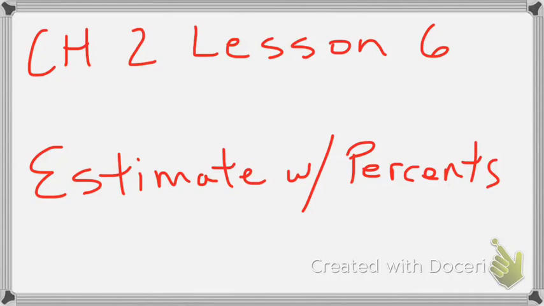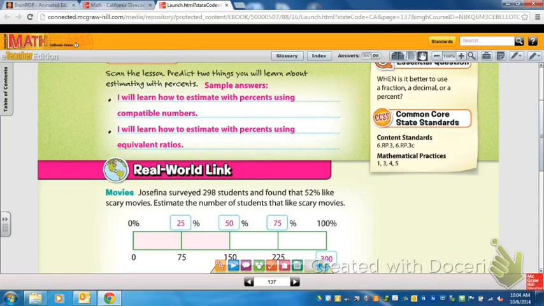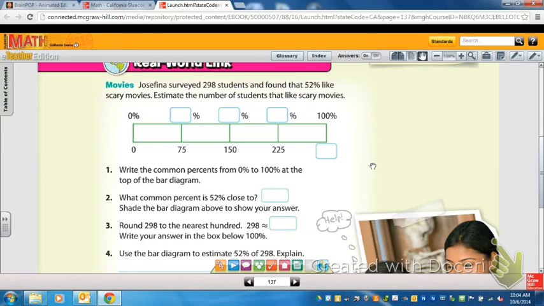Chapter 2, Lesson 6, Estimate with Percents. In this lesson, they will learn how to estimate with percents using compatible numbers, and how to estimate with percents using equivalent ratios. Josephina surveyed 298 students and found that 52% like scary movies. Estimate the number of students that like scary movies.